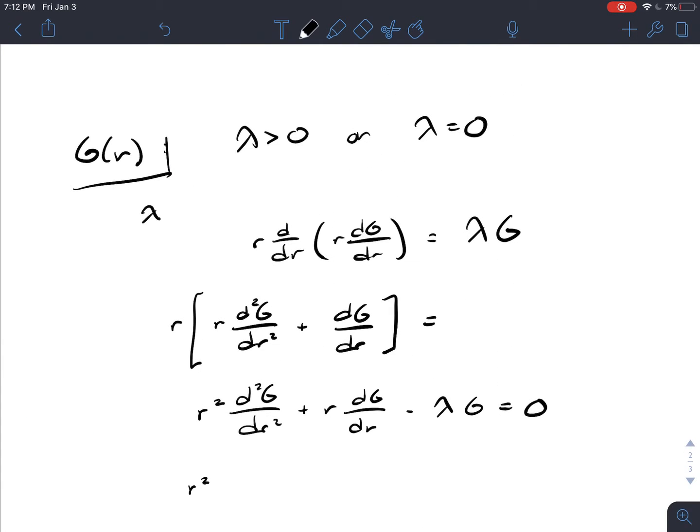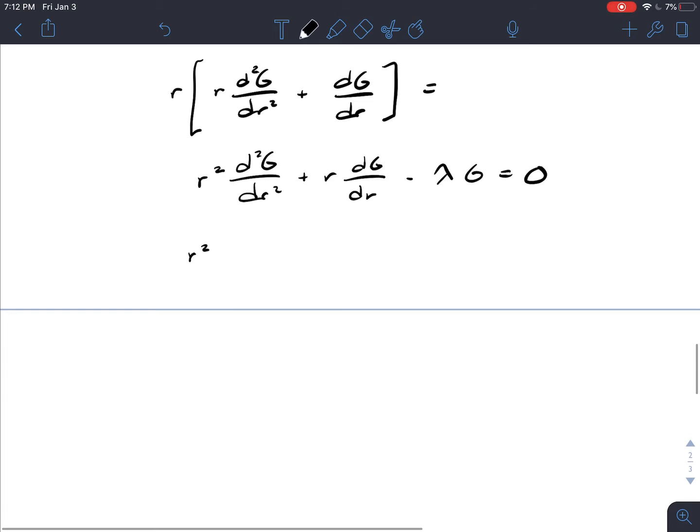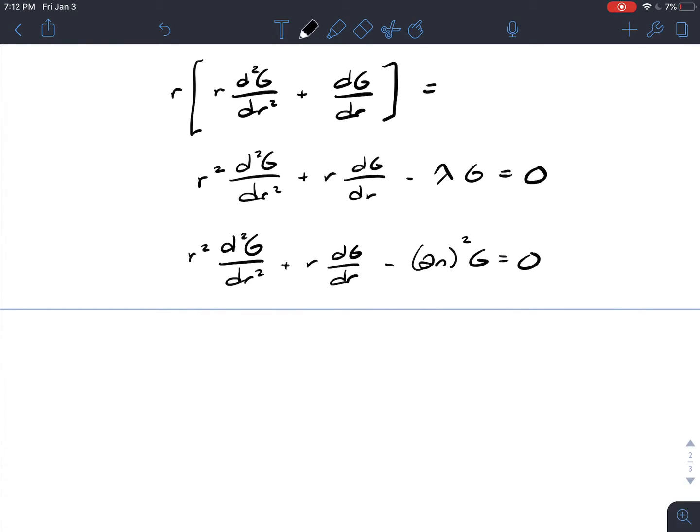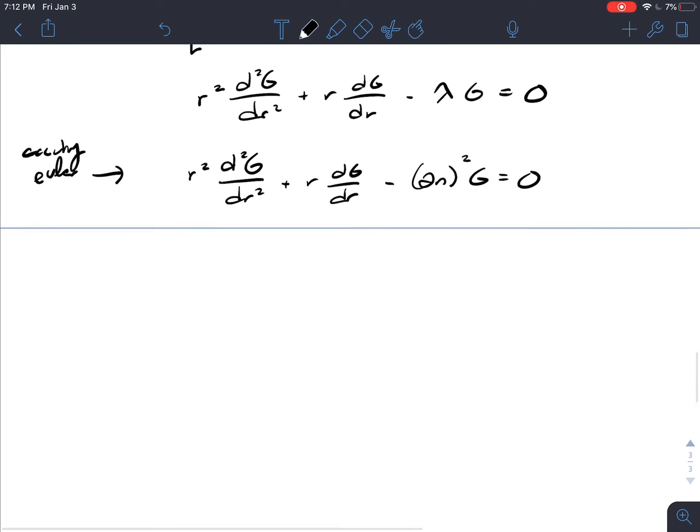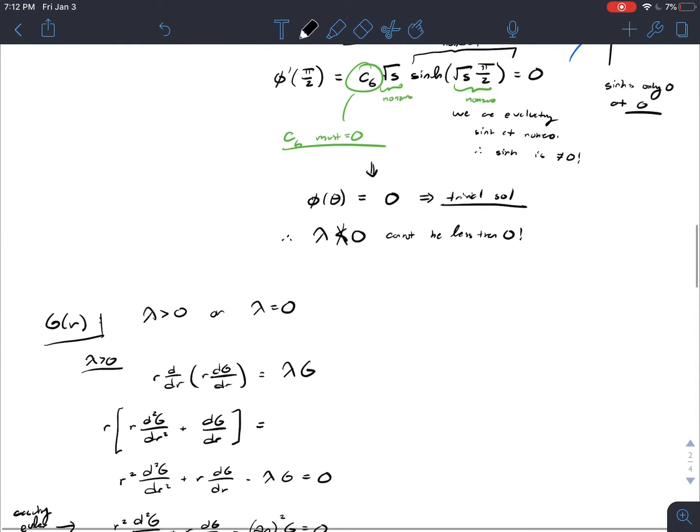And then we know the value for lambda. So let's look at the case where lambda is greater than 0 first. Okay? Lambda is equal to n squared when lambda is greater than 0. This equation right here should look familiar to you. This is an example of Cauchy-Euler. And we can solve this by plugging in a trial function for g, but I'm going to skip these steps for now and just show you what the actual solution is.